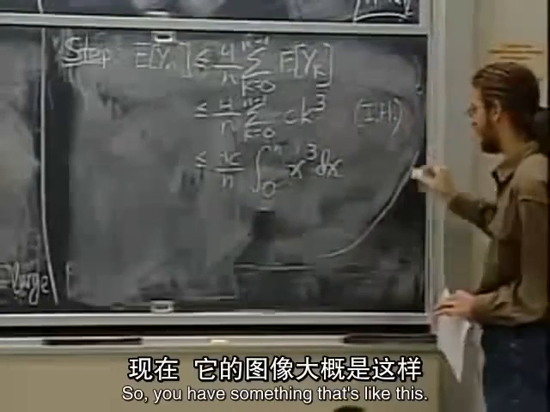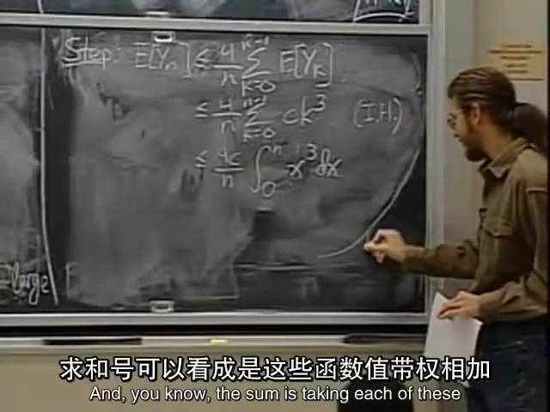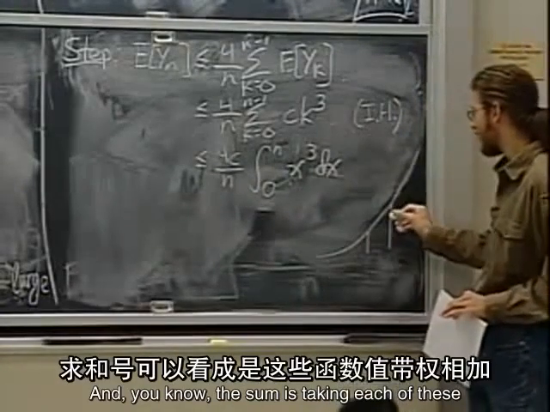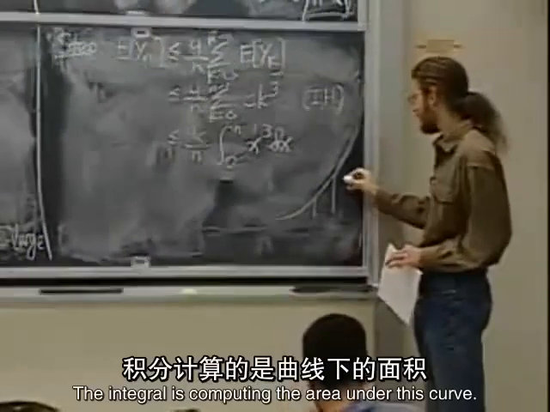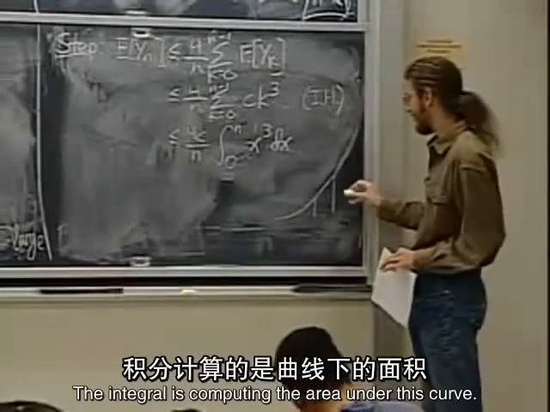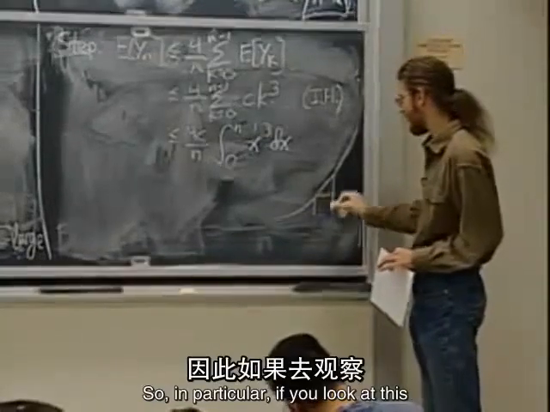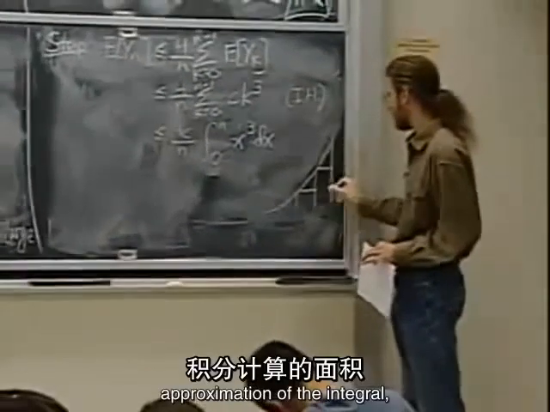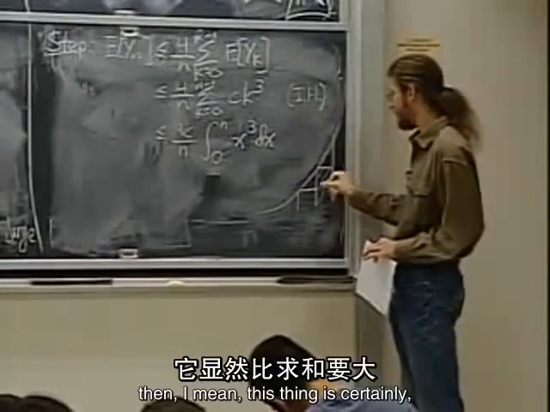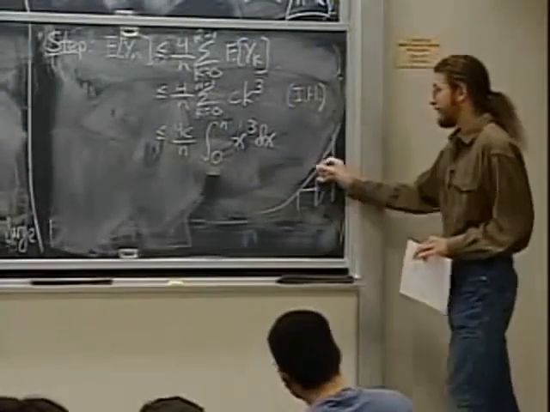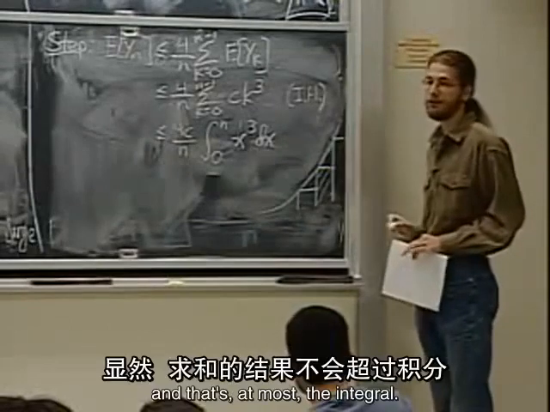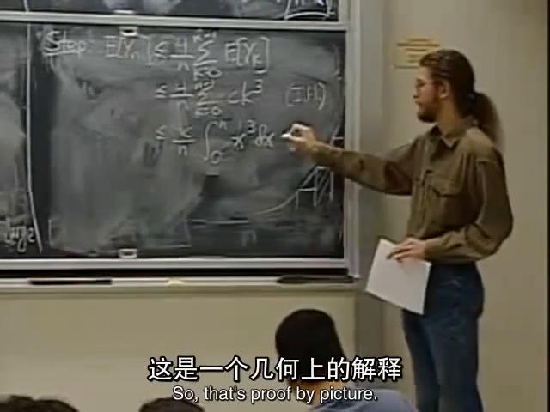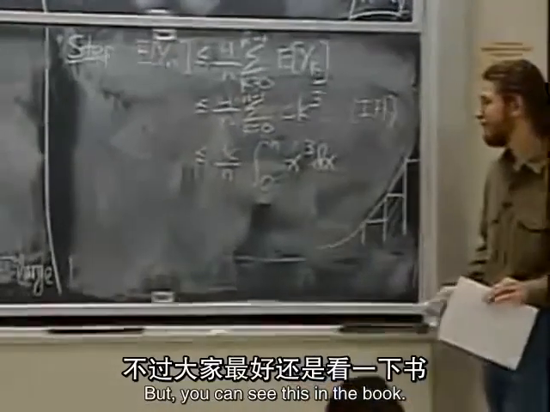So you have something that's like this. And, you know, the sum is taking each of these and weighting them with a value of 1. The integral is computing the area under this curve. So in particular, if you look at this approximation of the integral, then this would be the sum if you go one larger at the end, and that's at most the integral. So that's proof by picture. But you can see this in the book.